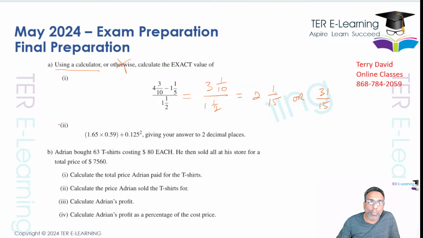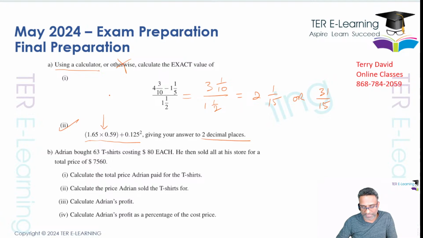So that is part 1. Part 2, we want to work this out. We have a question involving decimals, and we want our answer to 2 decimal places. Again, you're going to use your calculator. We're going to use our order of operations, which is BODMAS, so we always work out brackets first. This is 1.65 multiplied by 0.59, and then we add that to 0.125 squared.